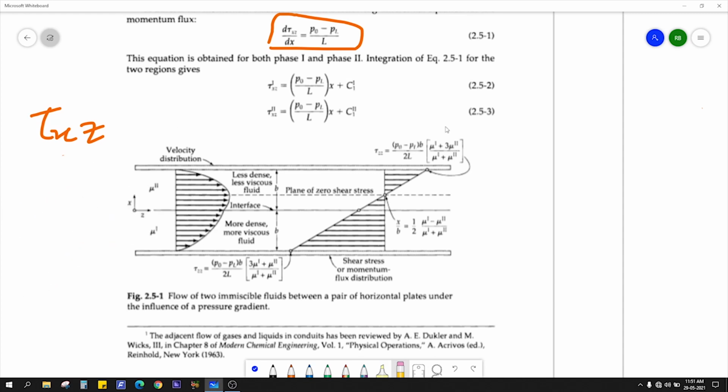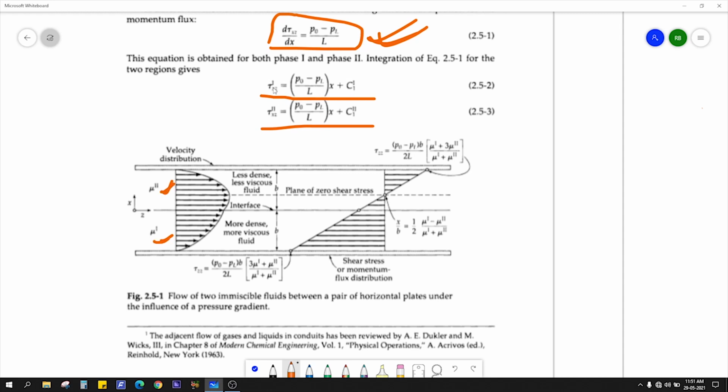If you do the momentum balance as previously, like in the falling film problem, and continue like that, you'll come across this formula. If you do the in-out momentum balance, you'll get this. Now you have to integrate it. The integration will be for both fluids; you have to do separate integration for fluid 2 and fluid 1.